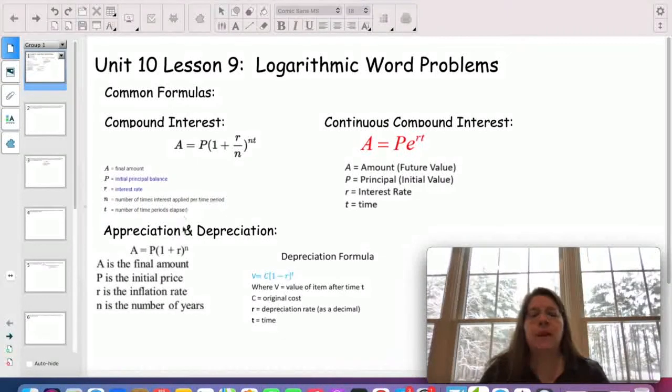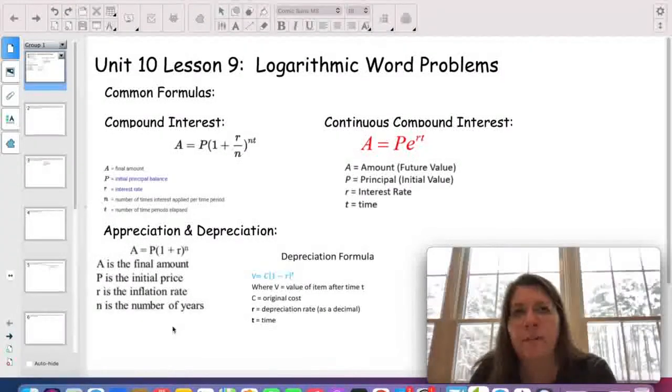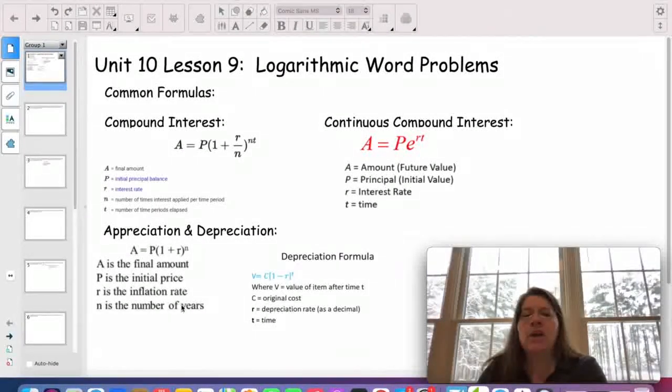Then we have two other types that we haven't discussed yet: appreciation and depreciation. If something is increasing in value over time, it's appreciation. You might think of a car: if it's an antique, the value of that car will appreciate over time after so many years. I think it's 30 years to become an antique. Same thing with furniture. Antique furniture can appreciate over time.